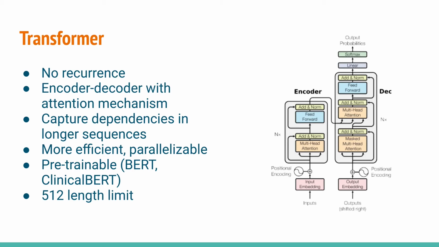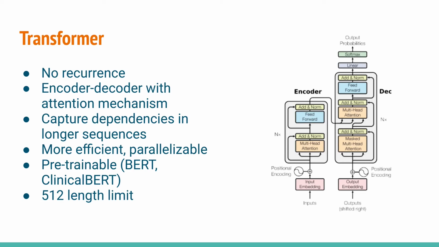The transformer is an architecture with no recurrence and consists of an encoder and decoder with an attention mechanism. They are able to capture dependencies in longer sequences. They are more efficient and can be parallelized. These models can also be trained on a large corpus of text and then fine-tuned for your specific task.